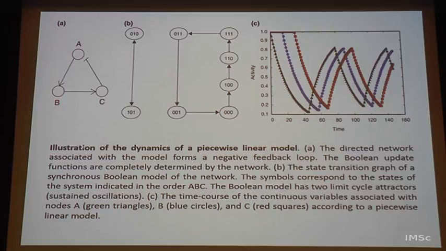Yeah, again, here is an example. People also use something called a piecewise linear model. This is a directed network associated with the model which forms a negative feedback loop, only one portion of the Boolean model here. So the Boolean update functions are completely determined by this network. You have A which is activating B, B is activating C, and C is inhibiting A. That is the symbol for inhibition that is typically used out there. So C is inhibiting A.